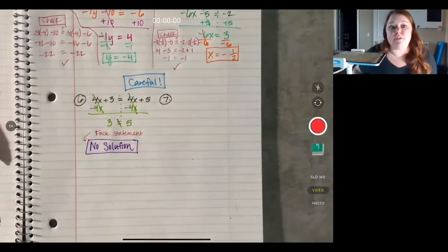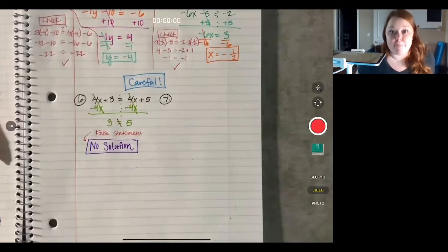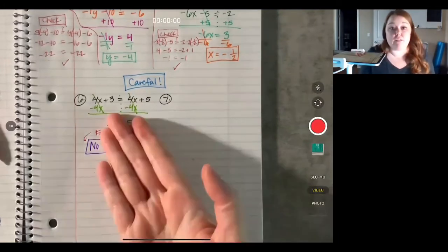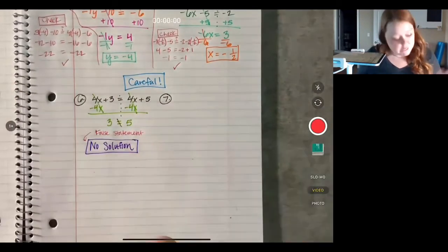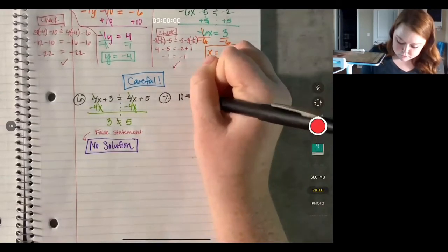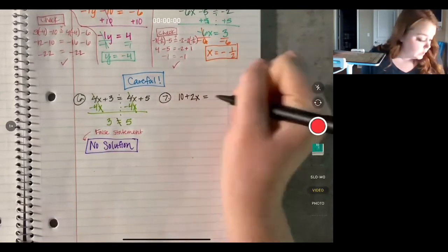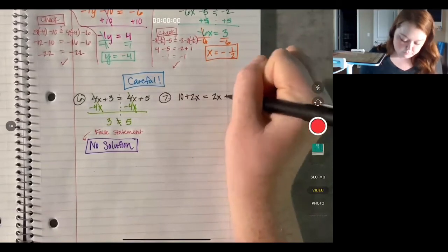And what that means is there's no answer for x that makes the equation true. It's kind of impossible. There's no answer. x can't really be anything that makes this equation true. Okay, let's look at another kind of similar example. 10 plus 2x equals 2x plus 10.